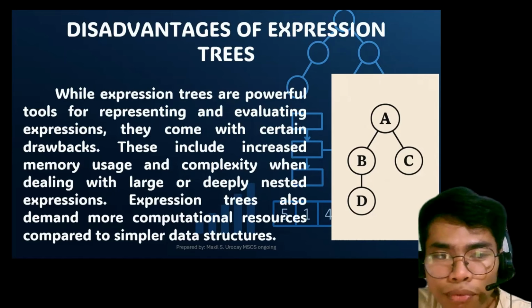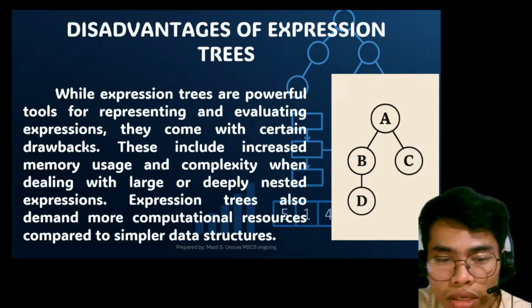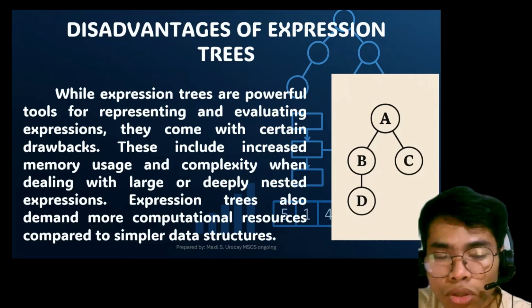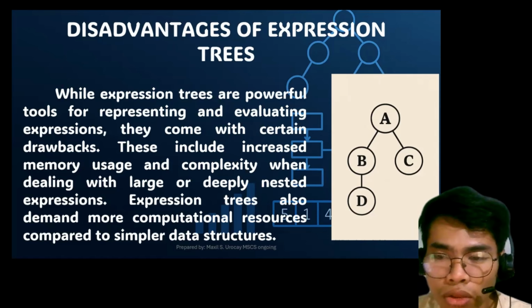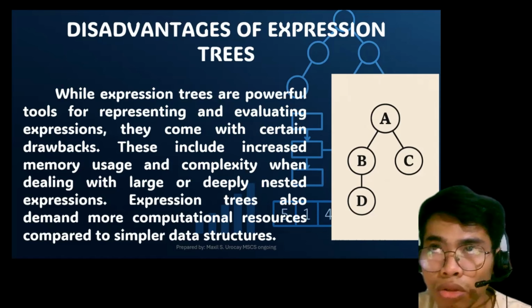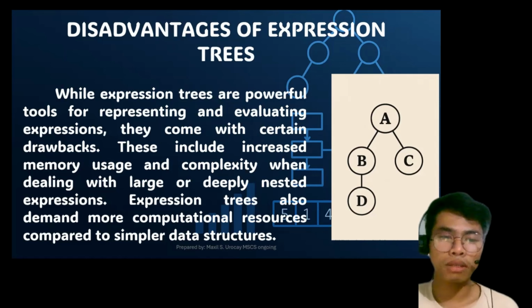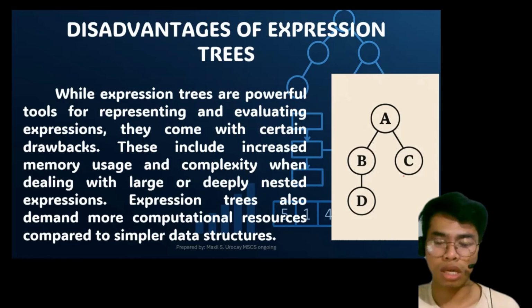While expression trees are powerful tools for representing and evaluating expressions, they come with certain drawbacks. This includes increased memory usage and complexity as well, because this is really hectic to work on. Increased memory usage and complexity when dealing with large or deeply nested expression trees also demand more computational resources compared to simpler data structures. So in this instance, there are a lot of calculations. There's a lot of processes that you will begin to work on. That's why it's taking a lot of time.